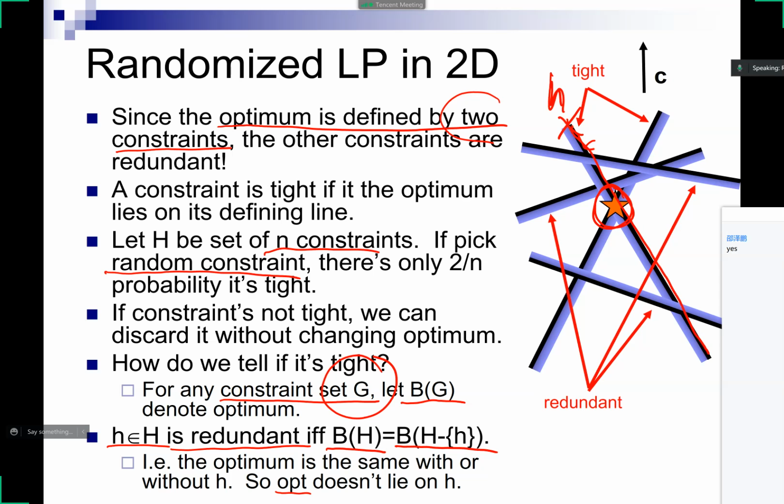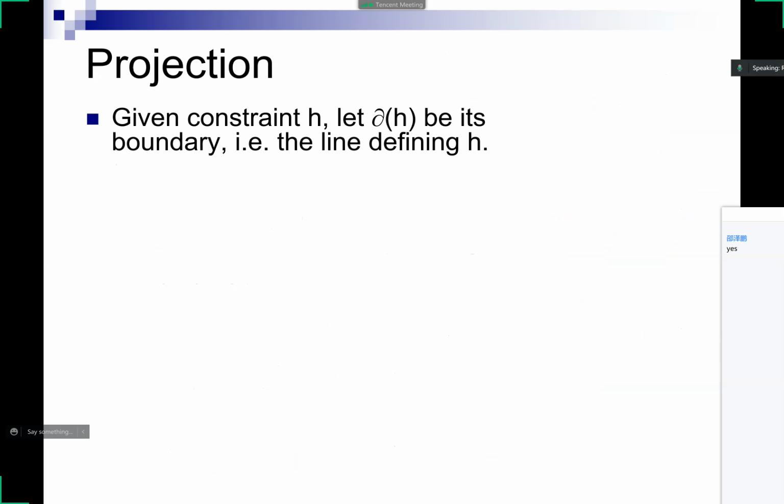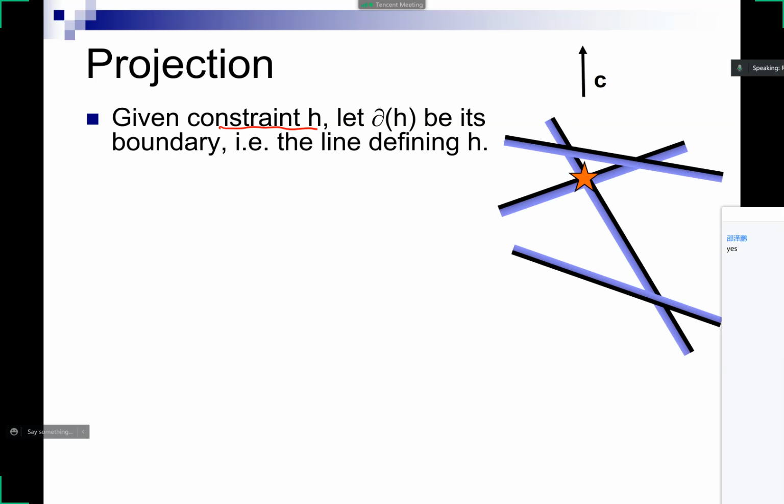To do that, we're going to do this projection operation. So what is this projection operation? First of all, given a constraint, we're going to let this del of h here be the boundary. In other words, it's going to be the line which defines h.